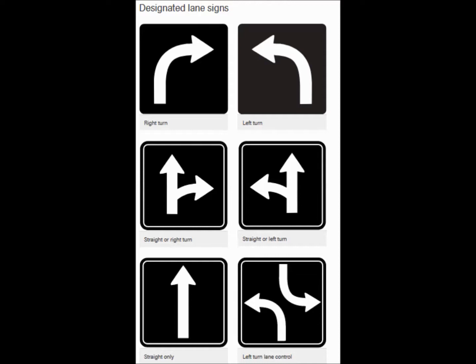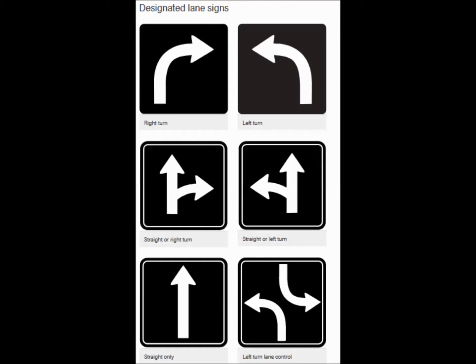Straight or left turn. Image description. A black rectangle with an arrow that splits into two, with one going straight and the other turning left. Straight only. Image description. A black rectangle with an arrow going up. Left turn lane control. Image description. A black rectangle with two arrows, one coming down from the top and turning to the right, the other coming up from the bottom and turning left.